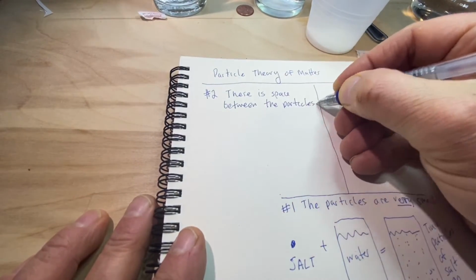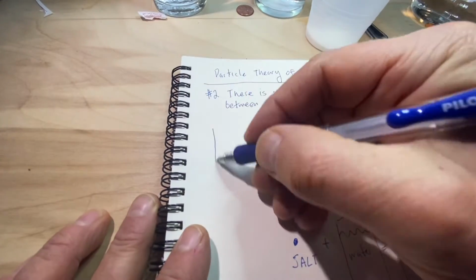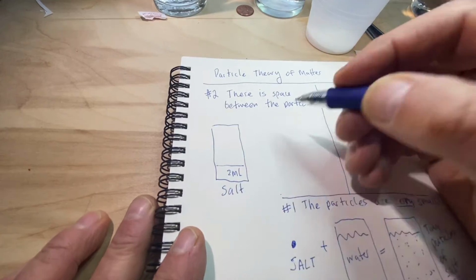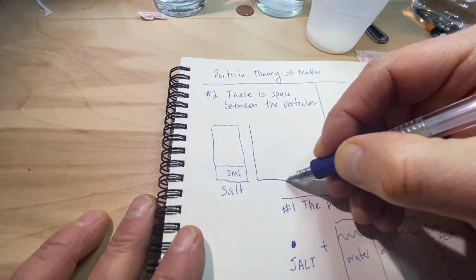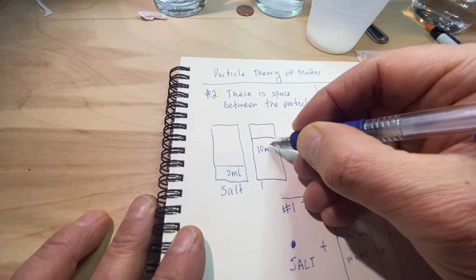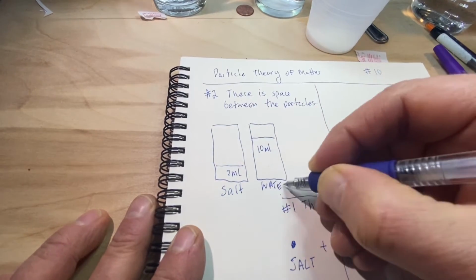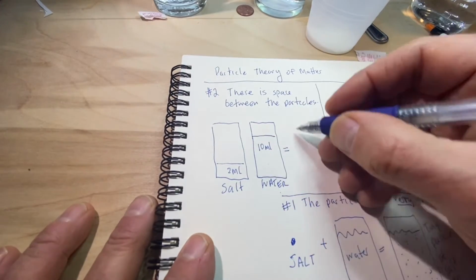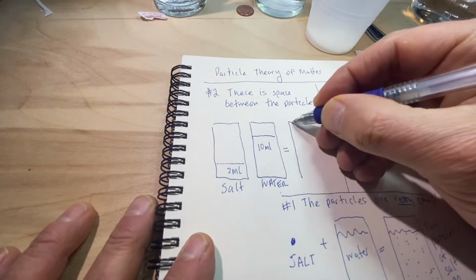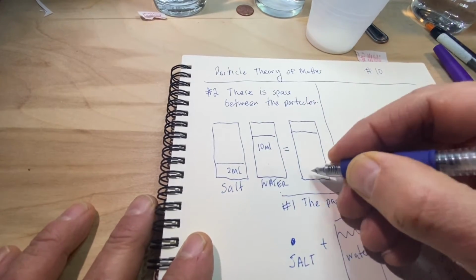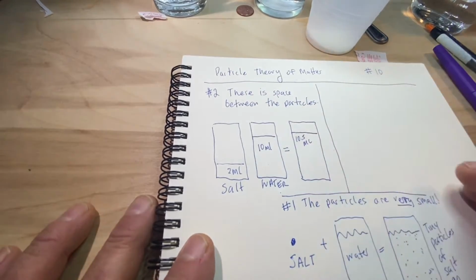We're going to model that by drawing our little 2 milliliters of salt. We had 10 milliliters of water. We didn't really have a perfect addition here, right? This was something less than 12, which is what we would have expected. I'm just going to say it was 10.5.